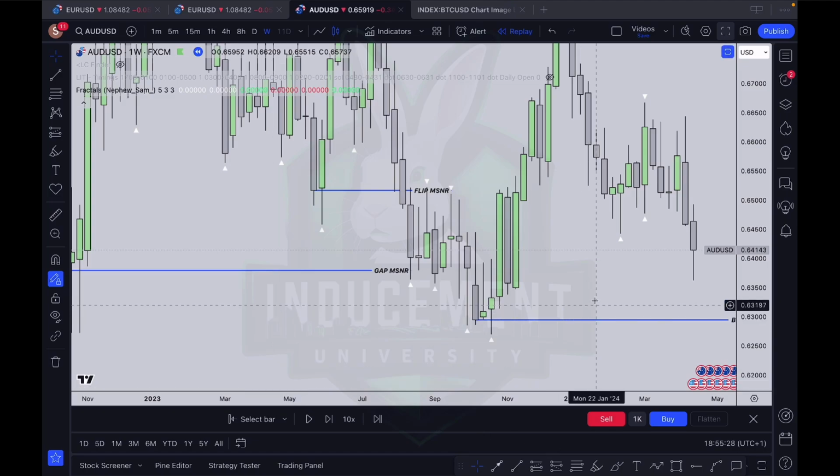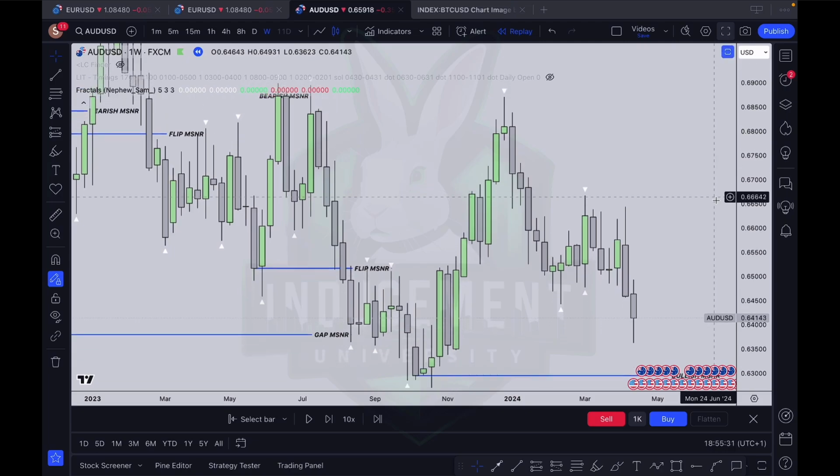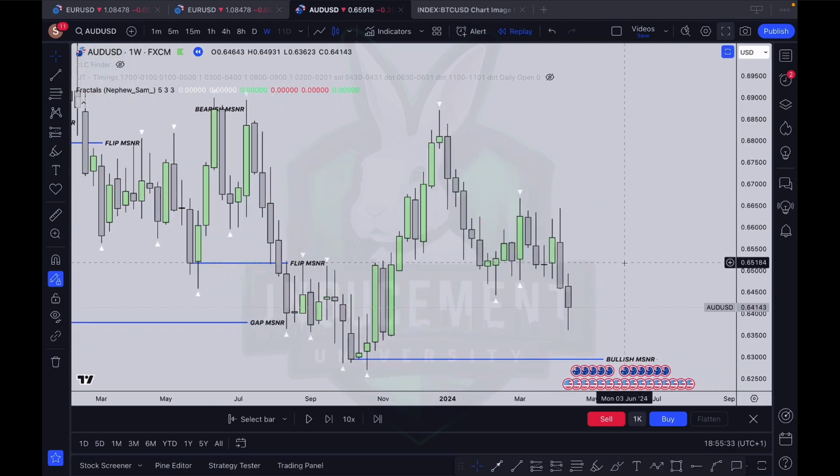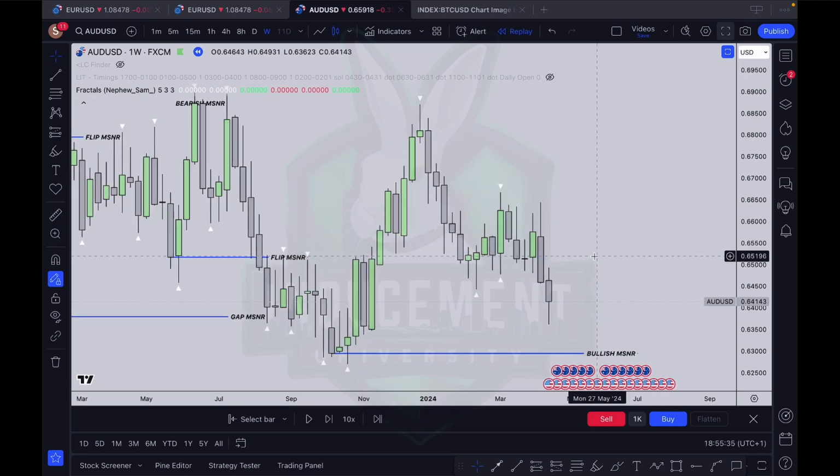If we go to the upside now, the final MSNR I've actually got is yet again just a bullish example. So what we'd be expecting is price to actually come down into here and then retrace and then go higher.